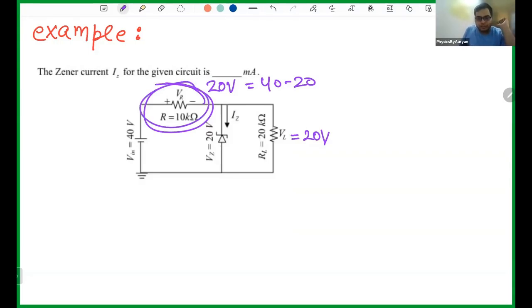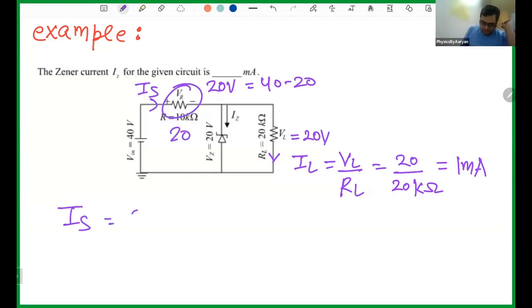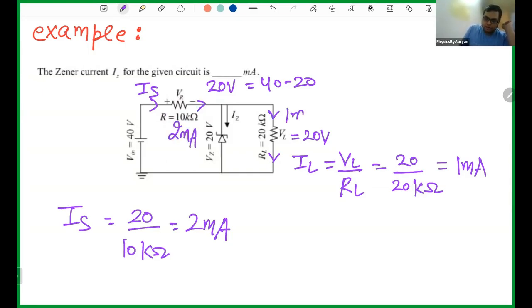Okay. So based on this information, can we find IL? Very simple: VL by RL. VL we already know, it is 20. What is RL? 20 kilo ohm. So this will be equal to 1 milliampere. Can I find IS? Yes, very simple. The voltage across it is 20, and its resistance is 10 kilo ohm, so this will be 2 milliampere. So a total of 2 milliampere current is coming in, and 1 milliampere goes to the load. Then you can all tell me the current through the Zener. That will also be 1. So your answer for this question is 1 milliampere.